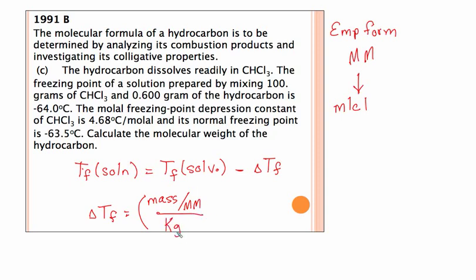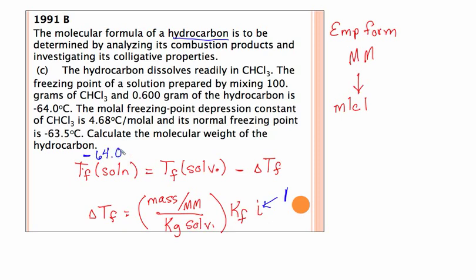So it's mass over molar mass divided by kilograms. Remember, it's of the solvent. KF. Now, it would be times i. I like to just keep all of mine together. And notice that we would assign a 1 to i when it's covalent. And we have a hydrocarbon. Hydrocarbons are covalent. Now we plug in all our information that's given.